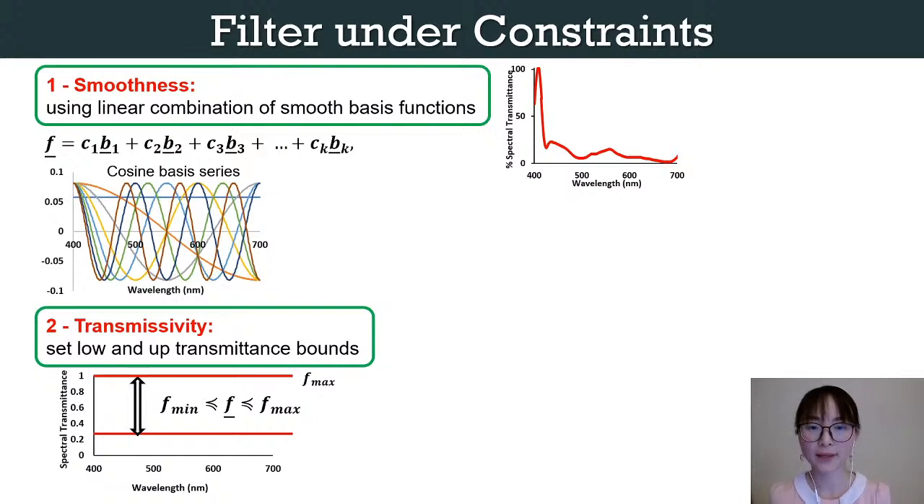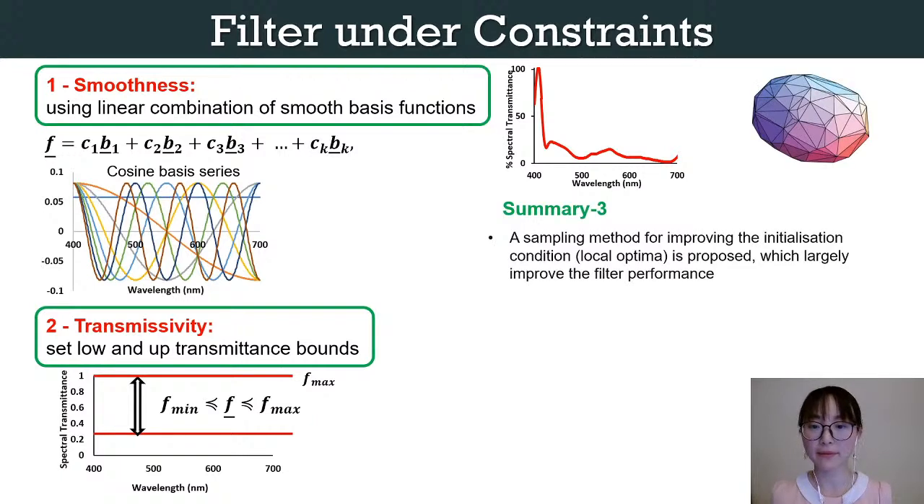These constraints are incorporated into the filter design optimization, and hopefully we can solve for a smooth and relatively transmissive filter. The filter can now be solved using constrained quadratic programming. We also consider the local minima issue and apply a sampling method that samples the hyperspace of the parameters. For example, when we use 8 basis functions to compose a filter, we sample this 8-dimensional hyperspace. We use around 20,000 sample points to generate initial filters, and we use this filter set to seed the algorithm to find the best filter solutions. We show that the sampling method can largely improve the filter performance.